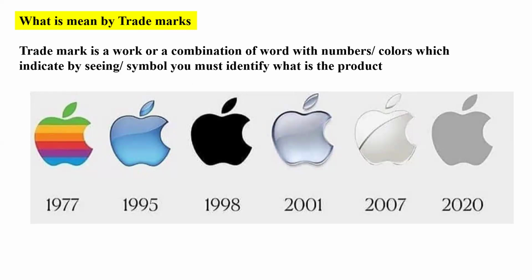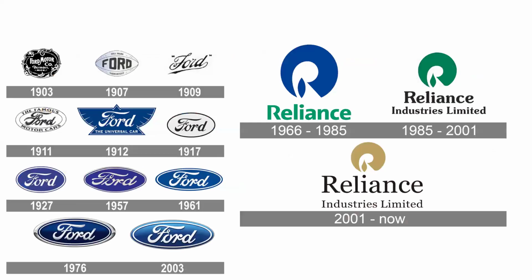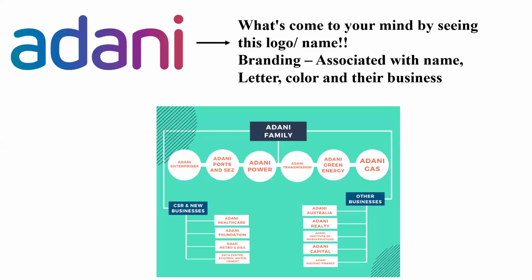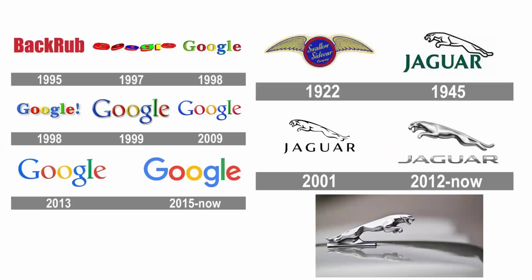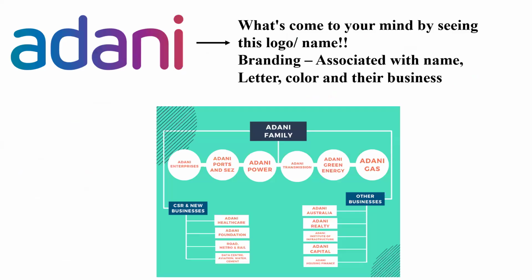By seeing the symbol and logo, immediately it comes to your mind that it belongs to Apple. Similarly, other logos. Usually, you will find it's Google, then Jaguar, Reliance, Ford, right? What comes to your mind by seeing this logo or name? Because in some places the logo is a different name, right? Branding associated with the names for Adani, starting from Adani Enterprises, Adani Ports, Adani Power, right? All the Adani products.